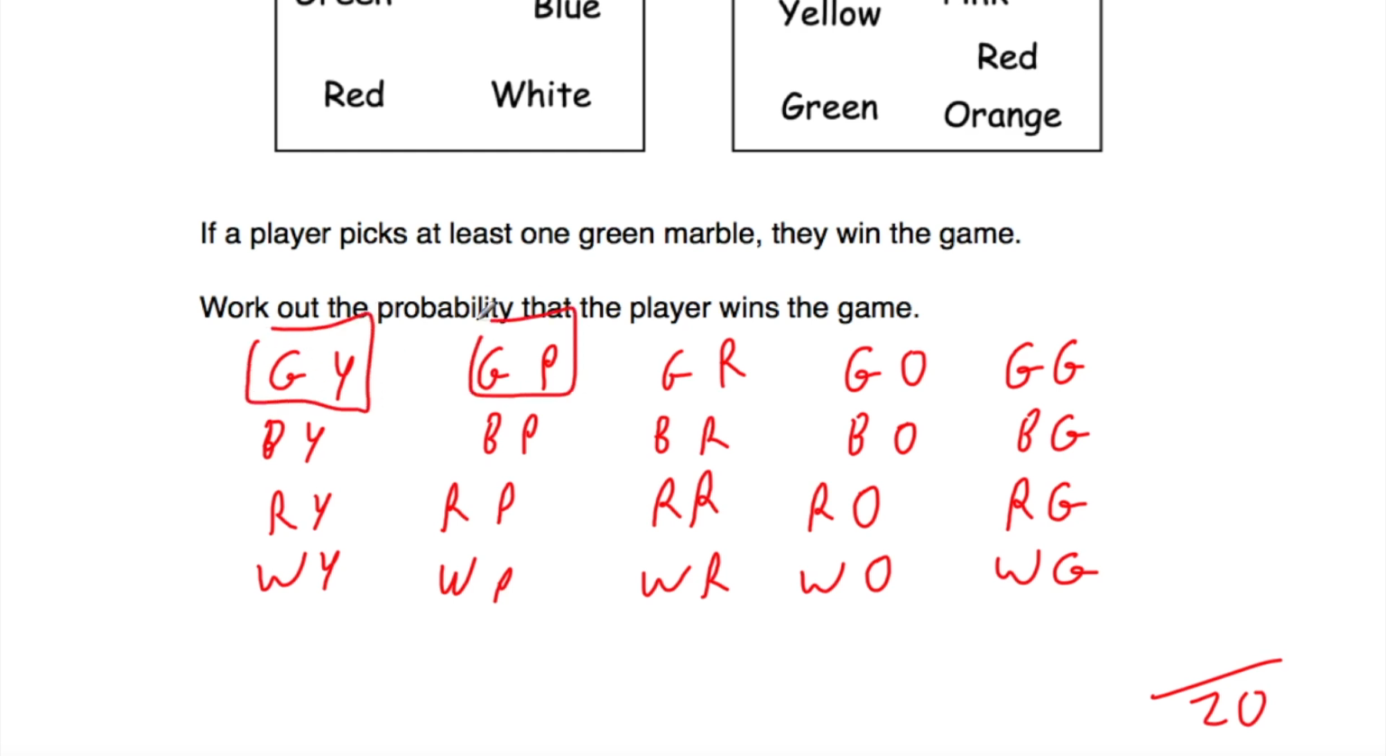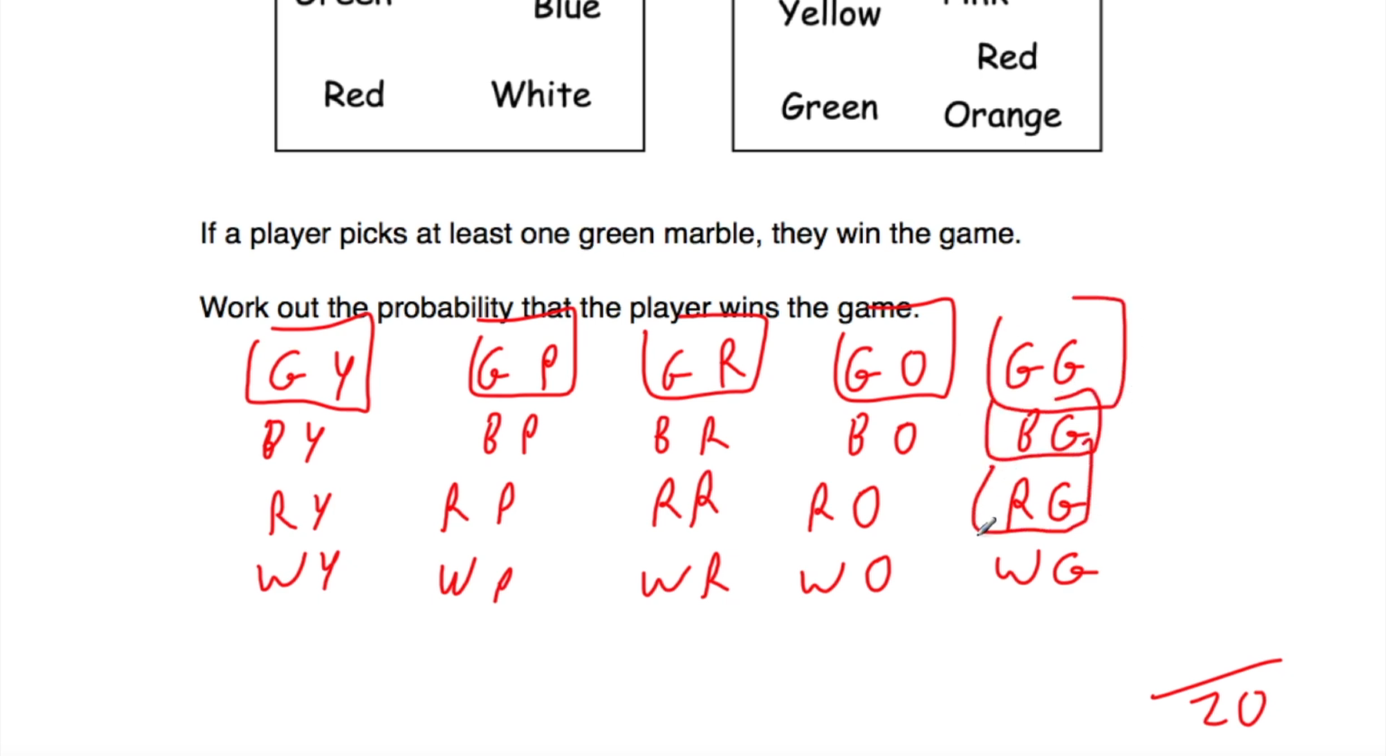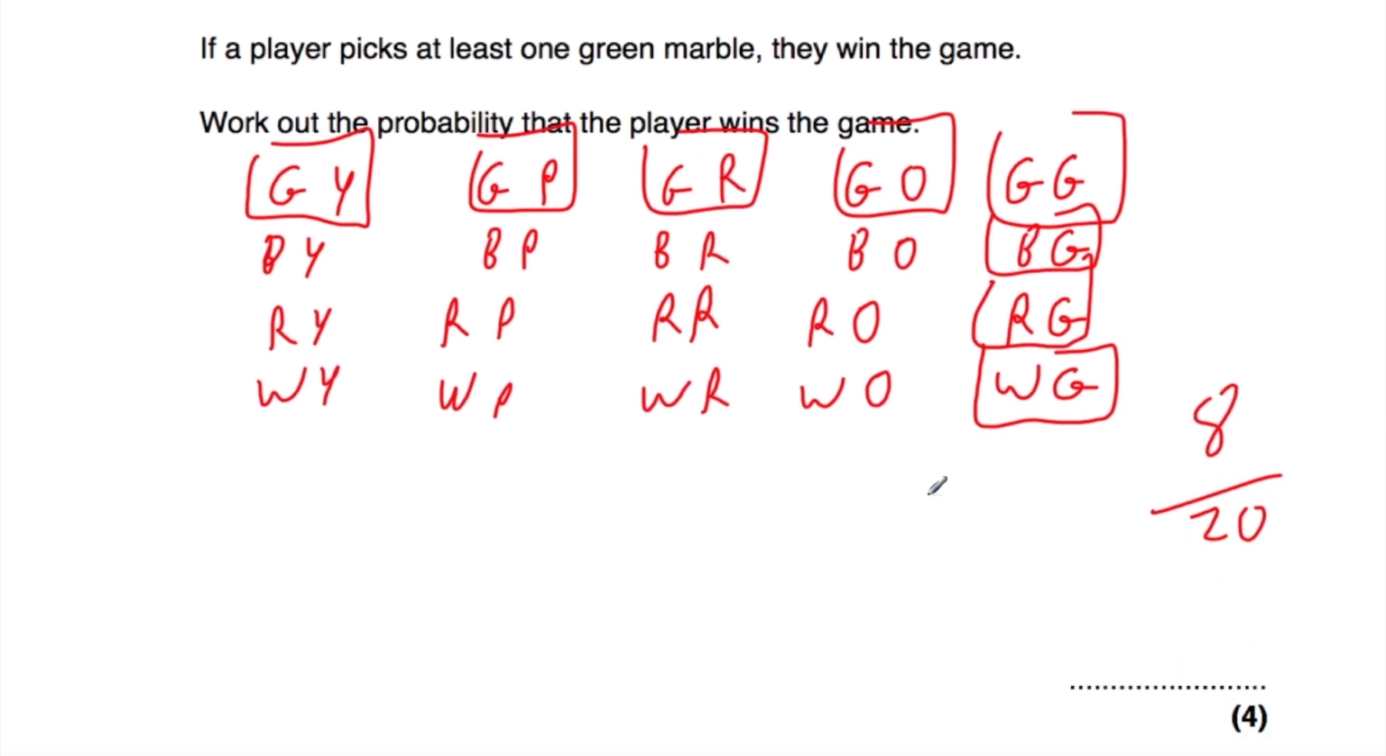It's got green. So with that one, that one, that one, and that one, that would be a winning one, that would be a winning one, and that would be a winning one. Any more greens? No. So that's 1, 2, 3, 4, 5, 6, 7, 8. So that's 8 out of 20, 8 20ths. And if we cancel that down, we don't have to, but let's cancel down, that'd be 4 out of 10. If we cancel down again, 2/5. So the probability of winning the game would be 2/5, and that's it. Okay, let's have a look at our last question.